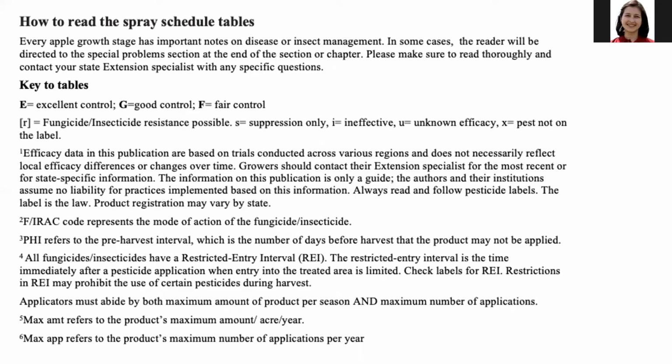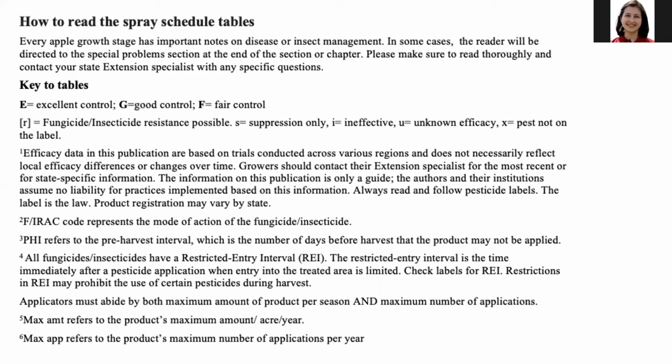So now we have ratings for products: E for excellent, G for good control, F for fair control. Now we also have a little R in between square brackets to make you aware that fungicide or insecticide resistance may be possible for that pest and product combination. We're using S for suppression only, I for products that are known to be ineffective, U for products that we don't know the efficacy, and X when a pest is not in the label.